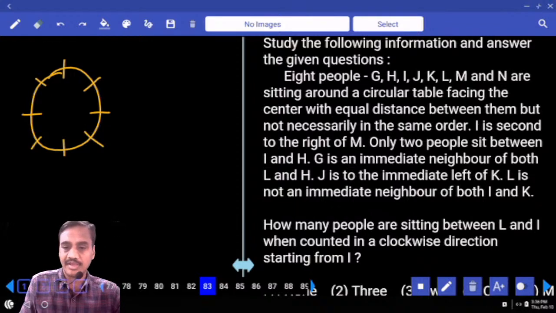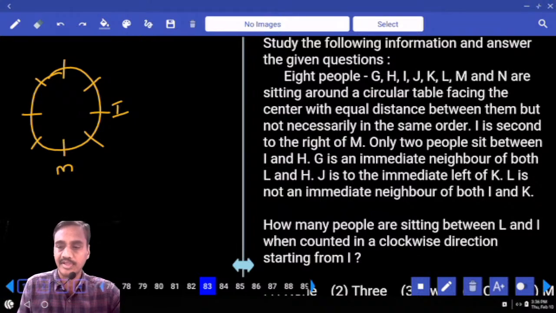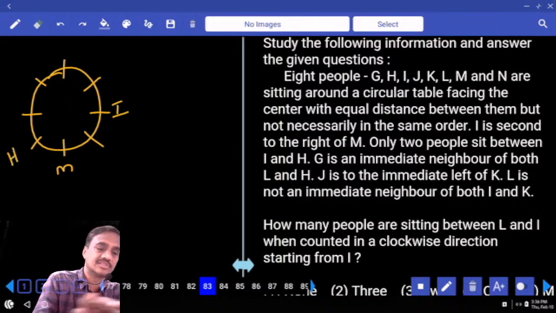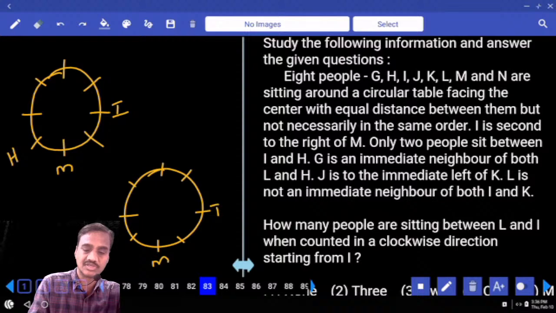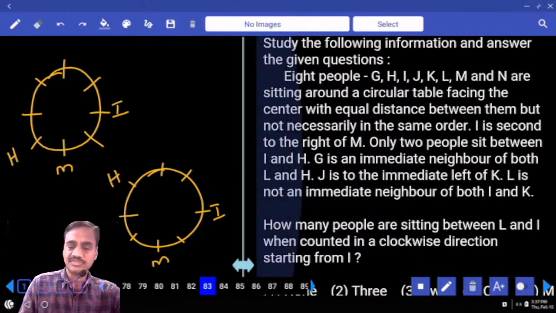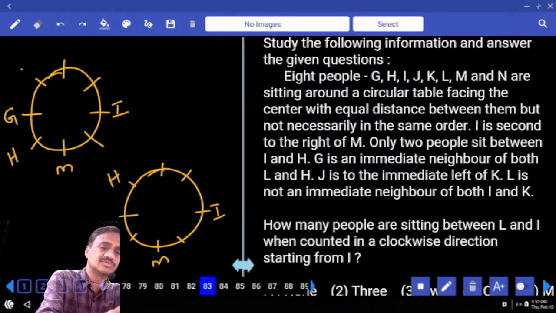Then, I sits second to the right of M. If M is here, I is seated second to the right of M. And only two people between I and H. Two people between I and H means H can be either in the clockwise or in the anti-clockwise direction. So how many possibilities do we have? We have two different possibilities. Then next one, M is here, I is here, and two persons between I and H, H is at this place. Then next one, G is an immediate neighbor of both L and H. G is here.